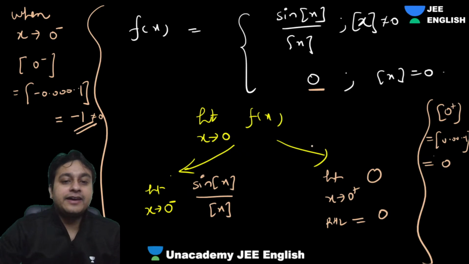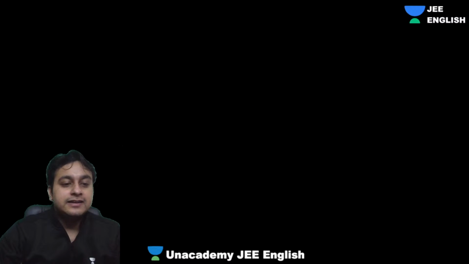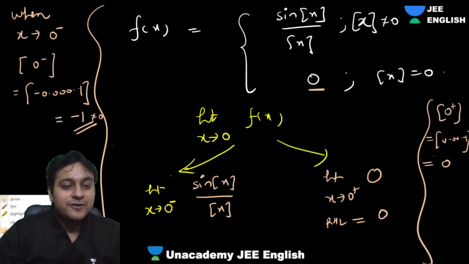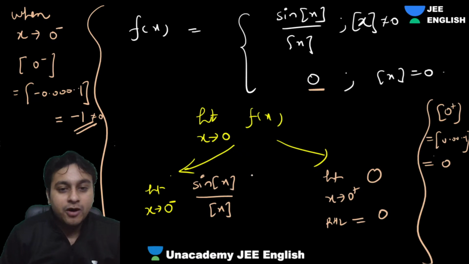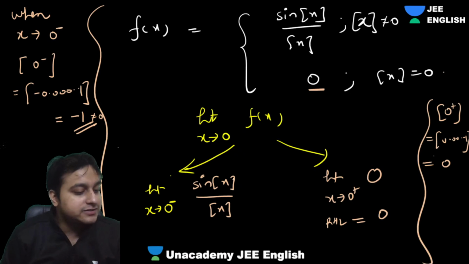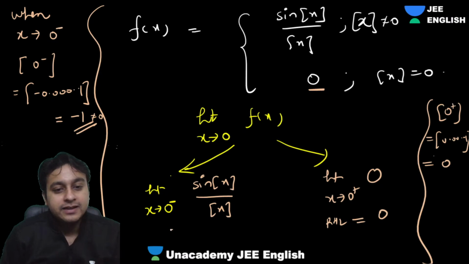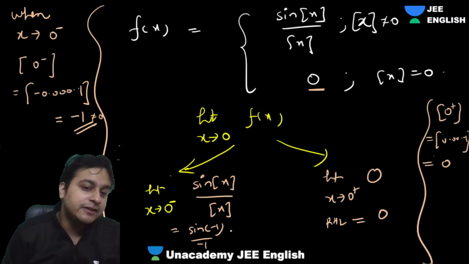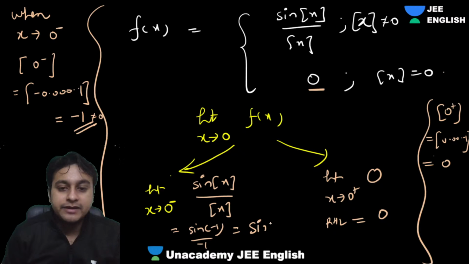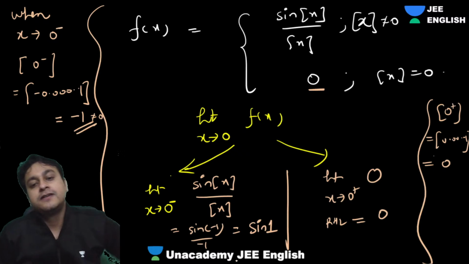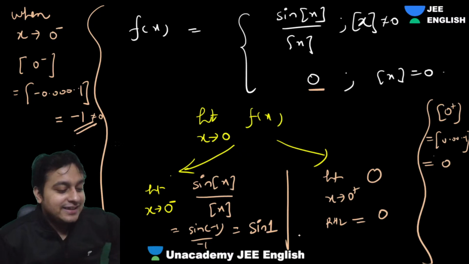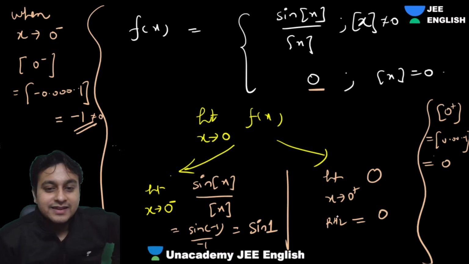अब LHL ये है. What is it, guys? LHL is, guys, I'll write it here only. We've already got it. [x] is what when x is tending to 0 minus? It's -1. It's not 0 by 0 form. We can put directly. So put it, we'll get sin(-1) divided by -1. sin of minus theta is minus sin theta. It will be coming as sin 1. Everyone understood? Yes. So LHL is sin 1, RHL is 0.